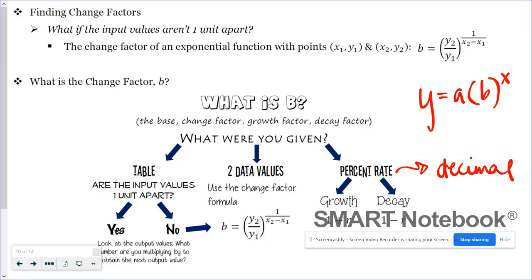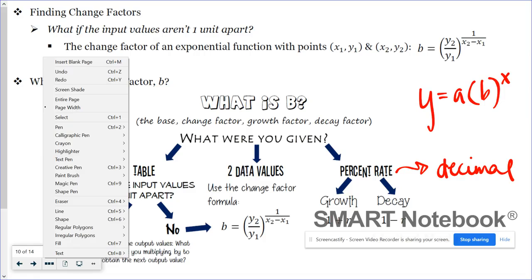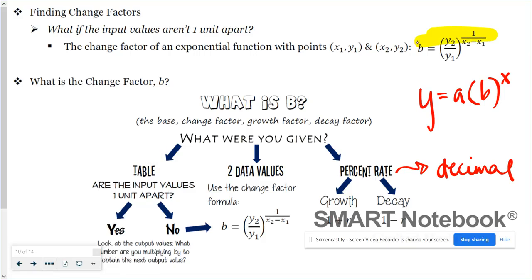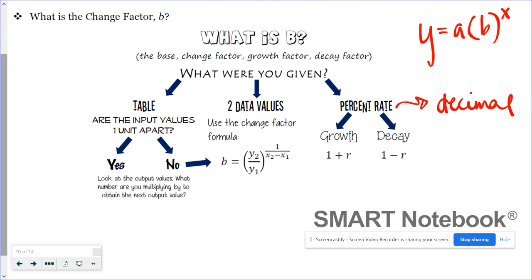Say you're given a table of values or you're given two ordered pairs. How do you find the value of b? And so we have a change factor formula that looks like this. I have 2 points, (x1, y1) and (x2, y2), and I can find my change factor by calculating y2 divided by y1, raised to the power of 1 over x2 minus x1. But what is b? That is the question.